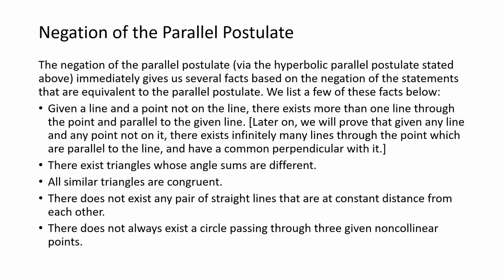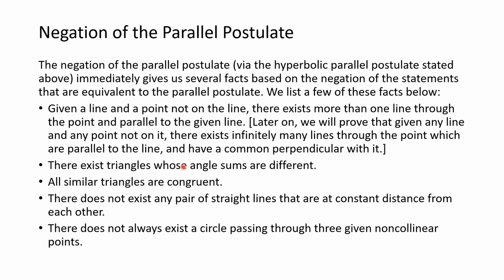Okay, so let's continue. I have a few theorems to present here. When we negate the parallel postulate, as we've done for hyperbolic geometry, we also negate all the equivalent statements. And that actually gives us a lot of information. I've just listed a few here. Let's take a look at these. Given a line and a point not on a line, there exists more than one line through the point and parallel to the given line. Later on, we'll prove that given any line and a point not on it, there exist infinitely many lines through the point which are parallel to the given line. And these lines have a common perpendicular with the given line.